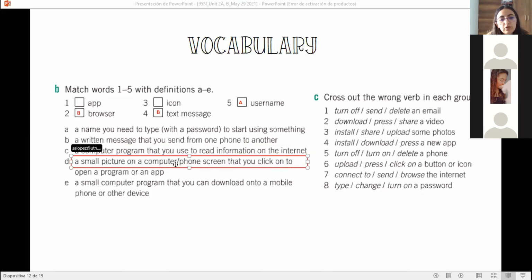A small picture on a computer or cell phone screen that you can click on to open a program or an app. Icon. Exactly. We're talking about an icon. An icon is an image, a small image we can click on. And the final meaning we have here is a small computer program that you can download into a mobile phone or other device. We're talking obviously about the apps.